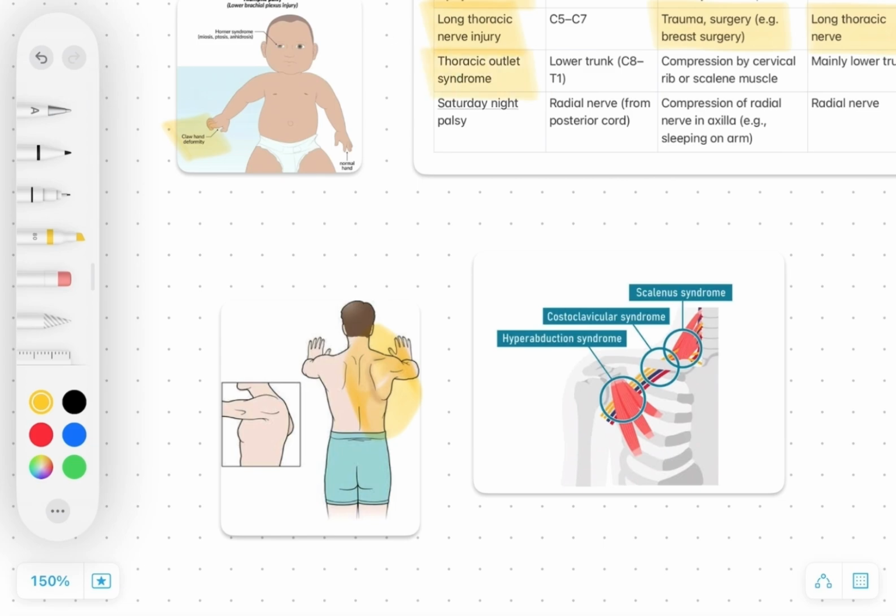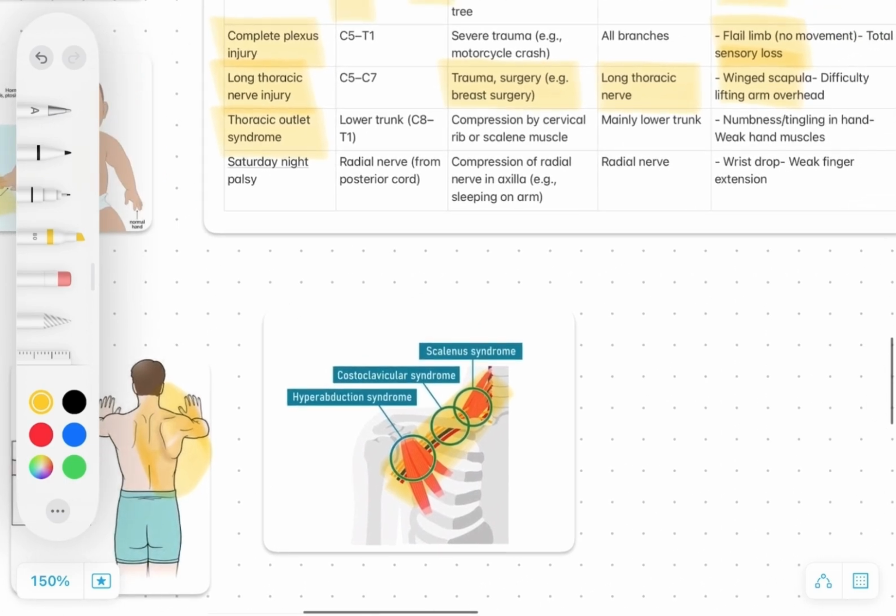Next is thoracic outlet syndrome. Here also the lower trunk is affected, C8 to T1, by compression from a cervical rib or scalene muscle. The lower trunk is actually compressed by the cervical rib or the scalene muscle. Because of this compression, there will be thoracic outlet syndrome, and lower trunk weakness, weak hand muscles, and tingling and numbness of the hand.